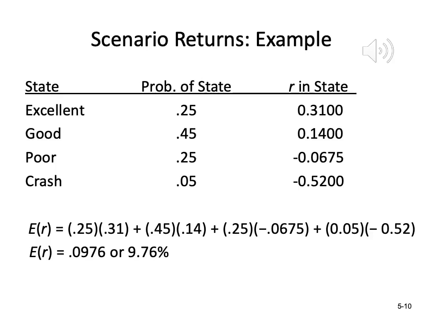So what is the expected return of the stock? All we need to do is to calculate the probability weighted average return, which is the probability of each state times the return in that state. In this particular example, it's going to be 25% times 31% plus 45% times 14%, and so on and so forth. And then you add them up, all 4 states. The expected return for this stock is 9.76%.